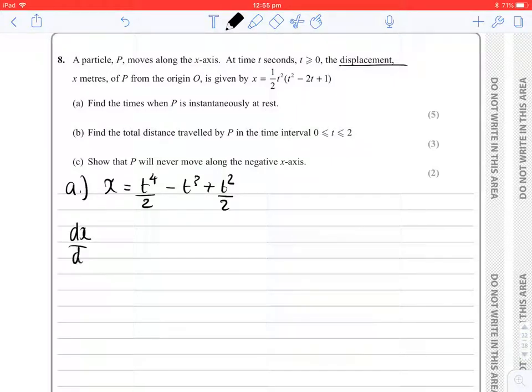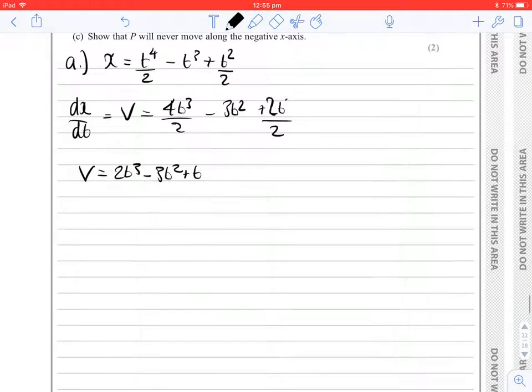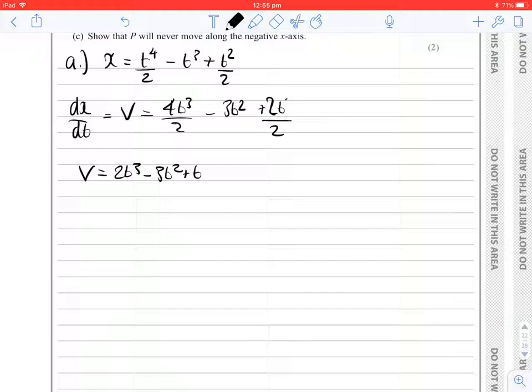So dx/dt is going to be equal to v, which is going to be 4t cubed over 2 minus 3t squared add 2t over 2. So simplifying this, we get v is equal to 2t cubed minus 3t squared add t. If it's instantaneously at rest, we know that v is equal to 0, so we can factor the t out. We've got 2t squared minus 3t add 1 equals 0. We factorise what's in the brackets, and we end up with 2t minus 1 and t minus 1 there.